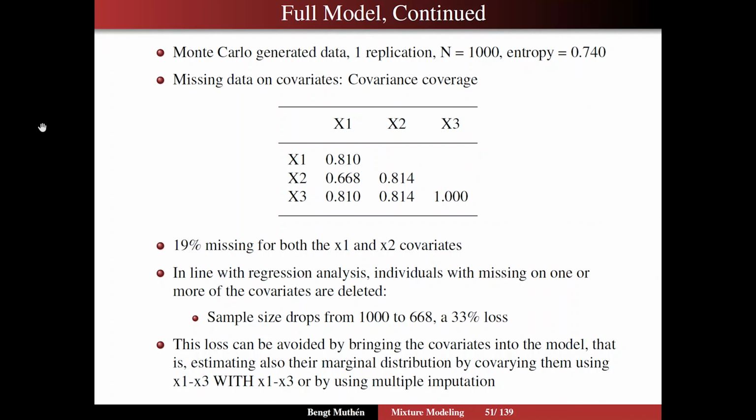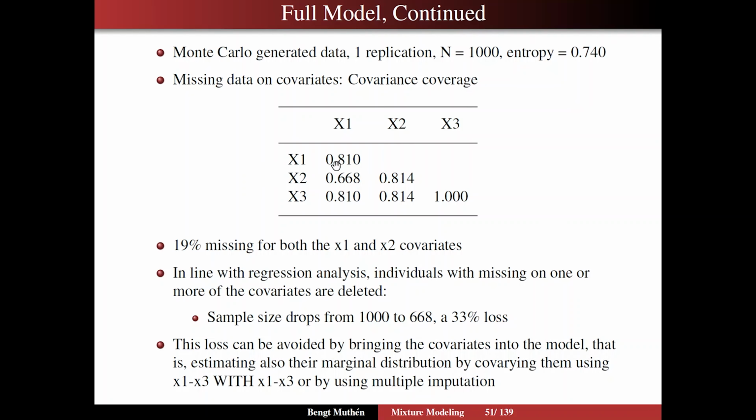Slide 51 takes a look at the Monte Carlo generated data. That's the distal.dat data set again, where the sample size is 1000 and the entropy is 0.74, moderate entropy. And in the output, you will see that we have missing data on the covariates, shown by the covariance coverage output. So for the 3 X's, we have the univariate coverage and the bivariate coverage.